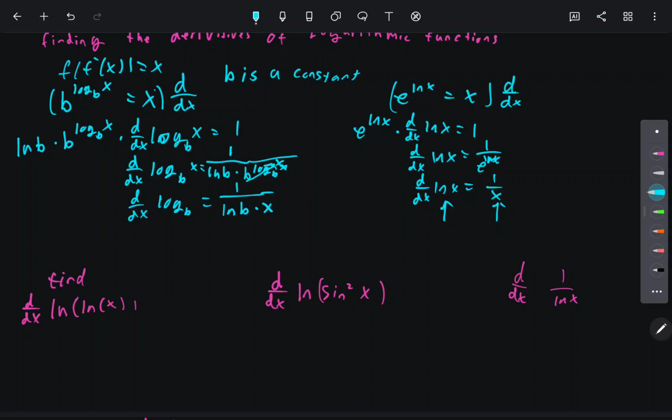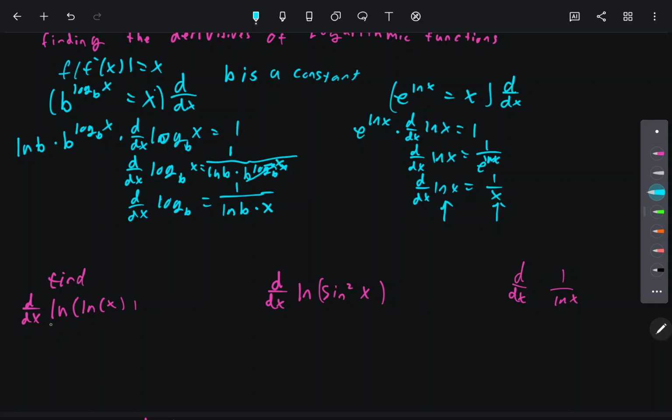But now that we have these tools and we know the derivatives for these functions, we can now do some practice problems. To start out, let's find the derivative with respect to x of the natural log of the natural logarithm of x. So this is a chain rule.